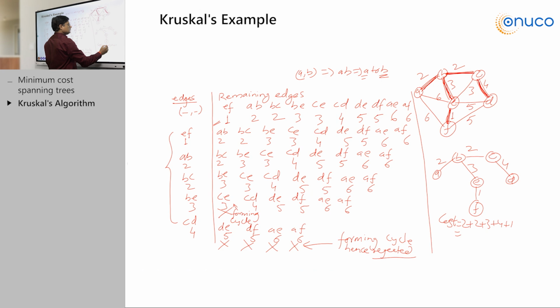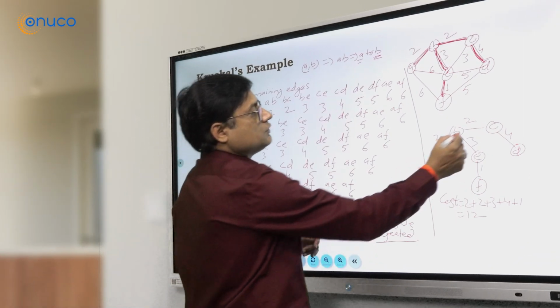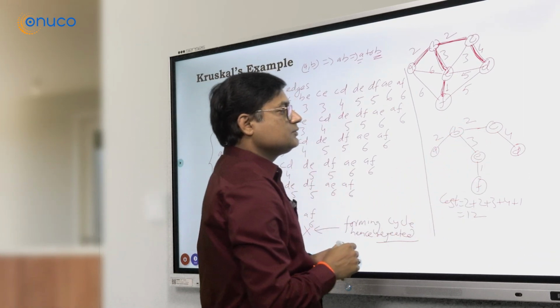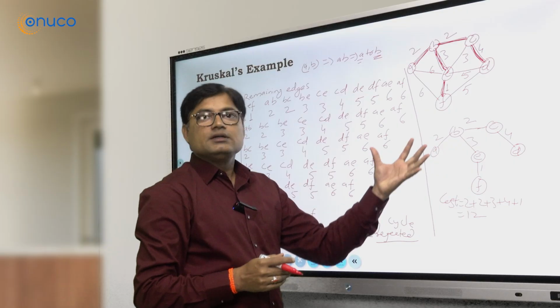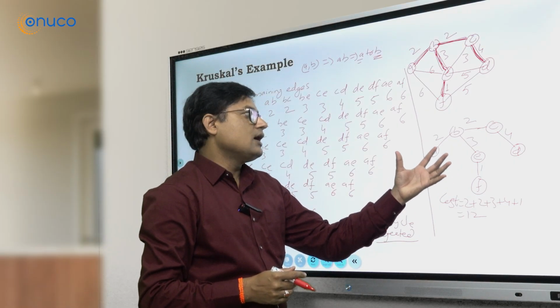Hence it is 12. The cost of the spanning tree. So this is the outcome of Kruskal's algorithm, where we are finding a spanning tree, an acyclic graph having lesser cost.